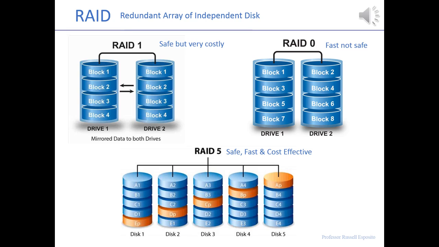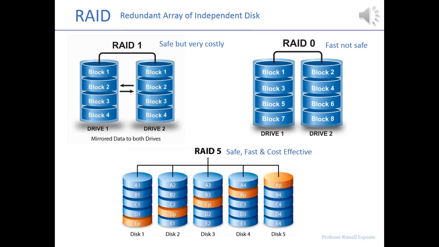So let's look at these three different ways that disks can be hooked up. RAID 1 is a mirror. If you look in RAID 1 on the left-hand column, there are 4 blocks of data. It's mirrored on an identical drive. So if one drive crashes, the other drive's up and running. It's expensive, it's safe, but it's very costly because you're doubling the cost of your drives. For every drive you need an alternative mirror.